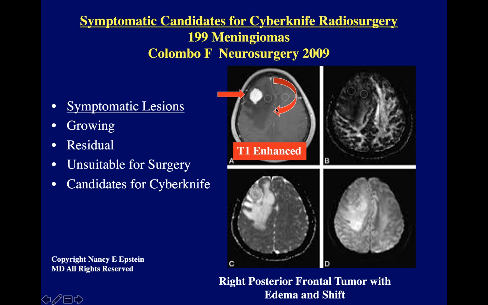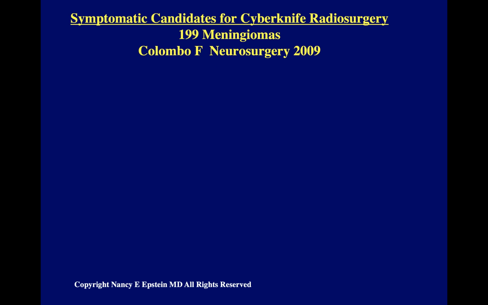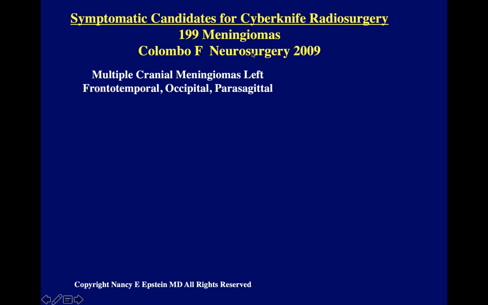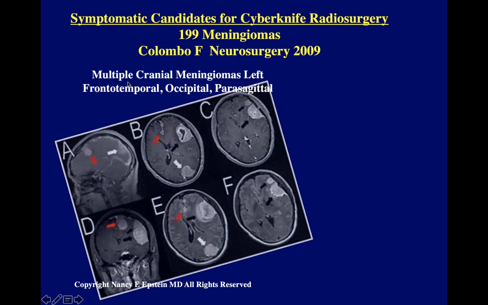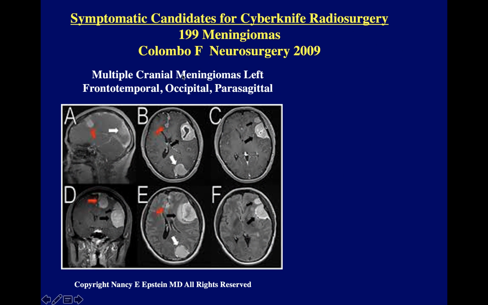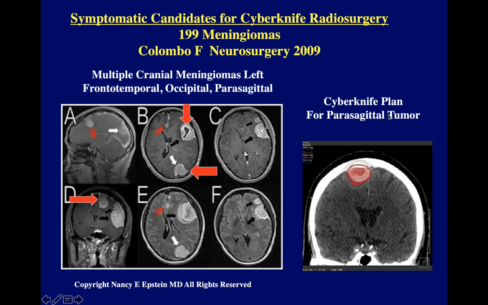you can see with the arrow the shift associated with that. Here below it, the T2 axial MR, again the lesion is shown, and the peritumoral edema is more readily visualized. Symptomatic candidates for cyberknife radiosurgery, as in this example, showing multiple cranial meningiomas involving the left frontotemporal, the left occipital, as well as the parasagittal locations of tumors. The cyberknife plan for these parasagittal tumors can be illustrated here.